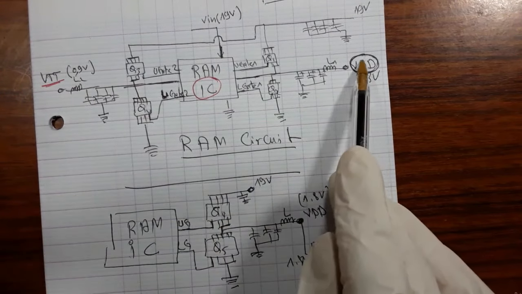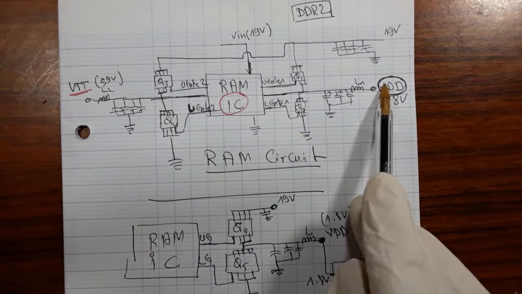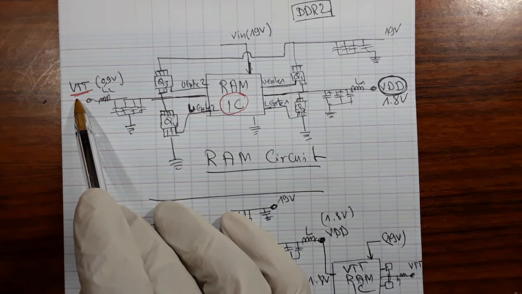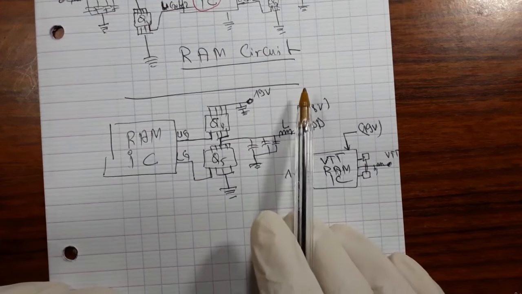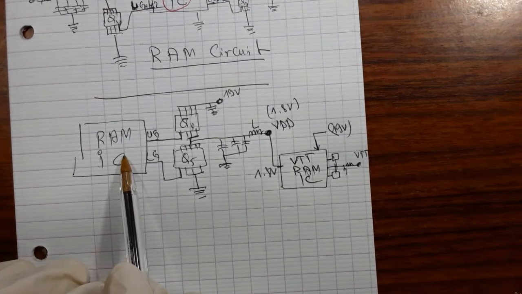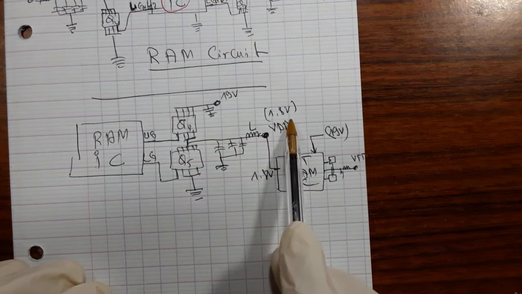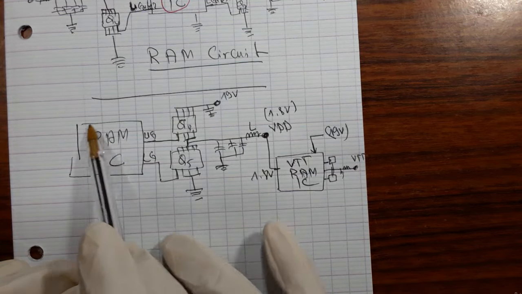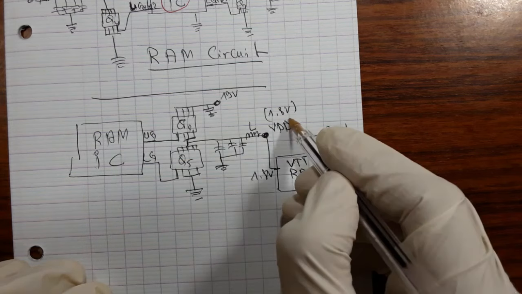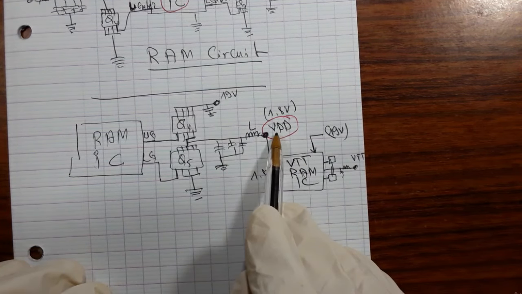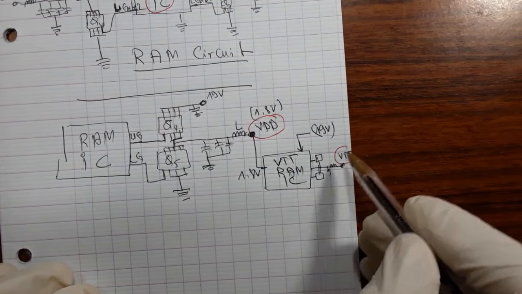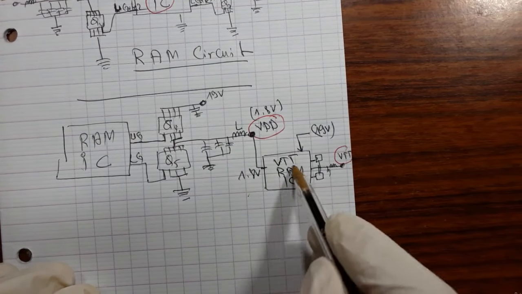So the VDD is the main voltage for the RAM, and the VTT is the terminal voltage, okay? The voltage for terminal. And you can also find just one IC, as you see here, that generates the VDD, or you can find two ICs. One generates the VDD, as you see, and then based on the VDD, we will get the VTT, as you see, but using another IC.